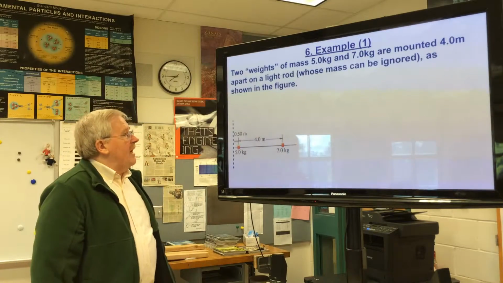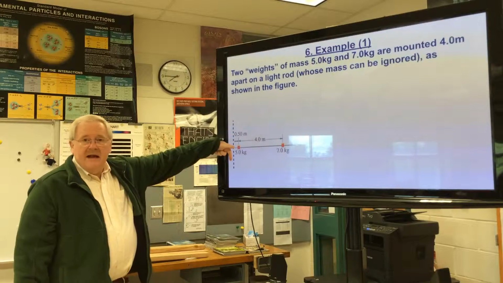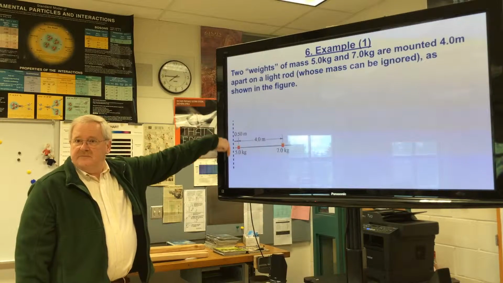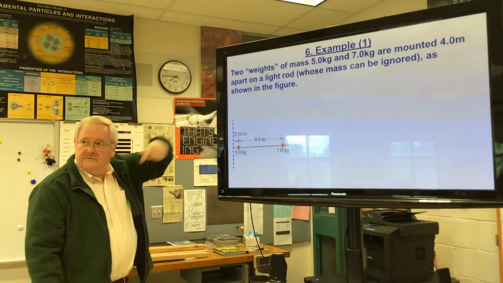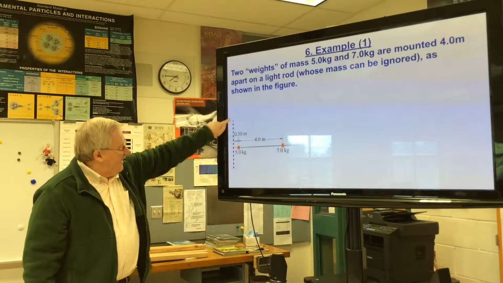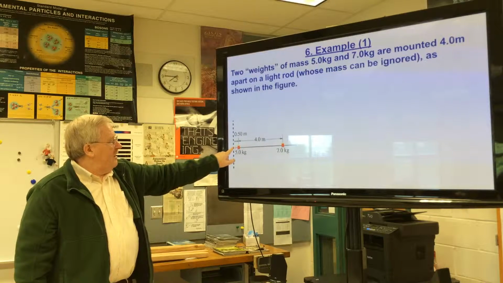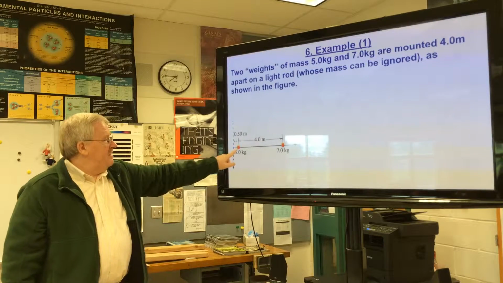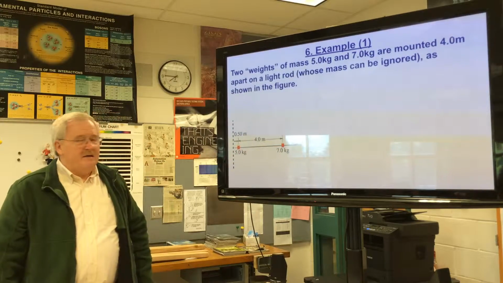Let's have a look at a slight change. Now what we're going to do is put the axis of rotation down here. Right, so it's sort of swinging around like that, but around that axis. Now, the radius to the 5 kilograms is 0.5 meters. The radius to the 7 kilo mass is 4.5 meters.